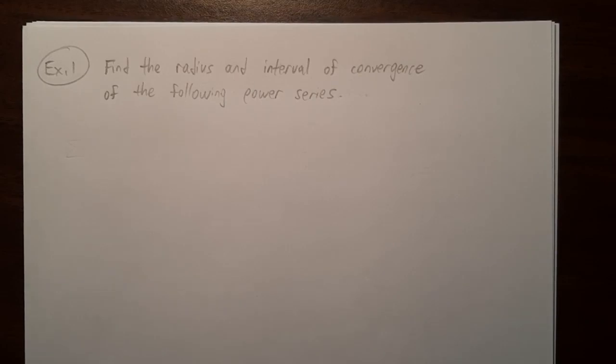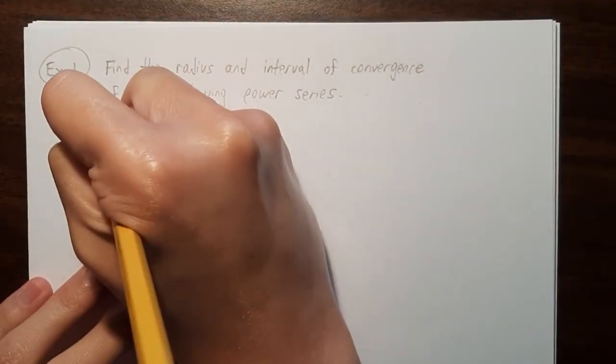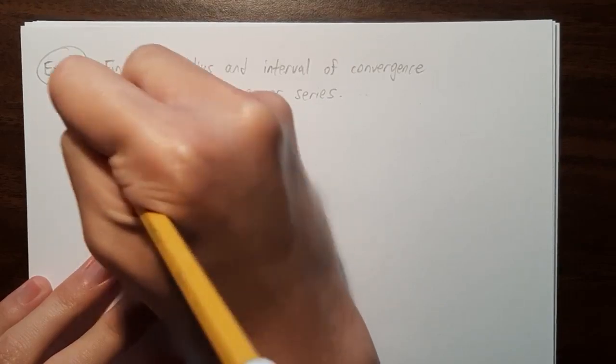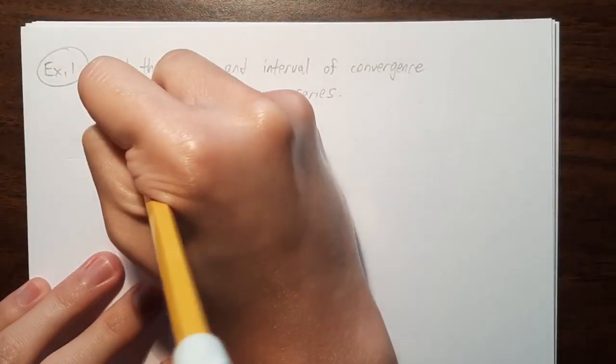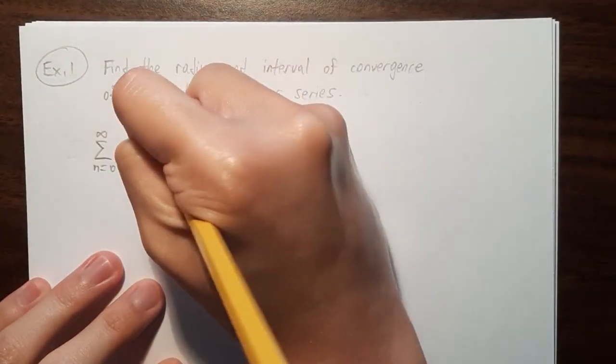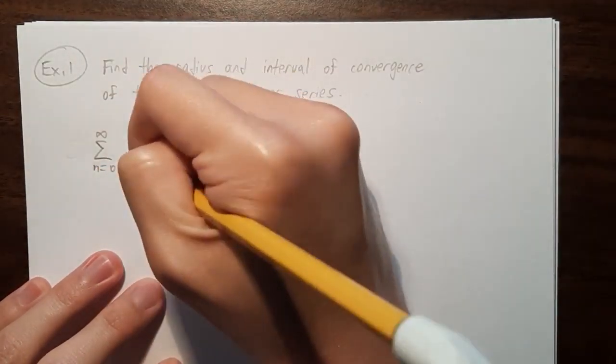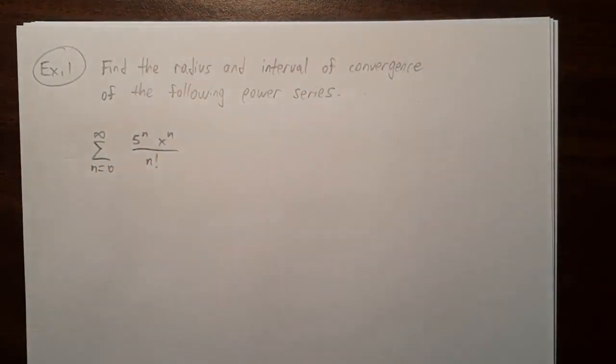Alright, so let's try to find the radius and interval of convergence of a few power series. So let's start off with this one. Sigma sum from n equals 0 to infinity of 5 to the n times x to the n divided by n factorial.